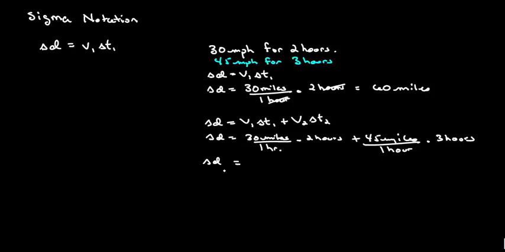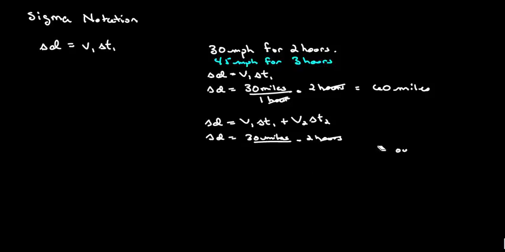So your change in distance is going to be equal to the 30 times 2, the hours cancel out, and so again we're left with the 60 miles there, plus here the hours cancel out, and 45 times 3 I believe is 135. Just doing that in my head real quick. So this tells us that the total distance that we've traveled, the change in distance of our vehicle, is 60 plus 135, or 195 miles. It's that easy. Let me erase this now.